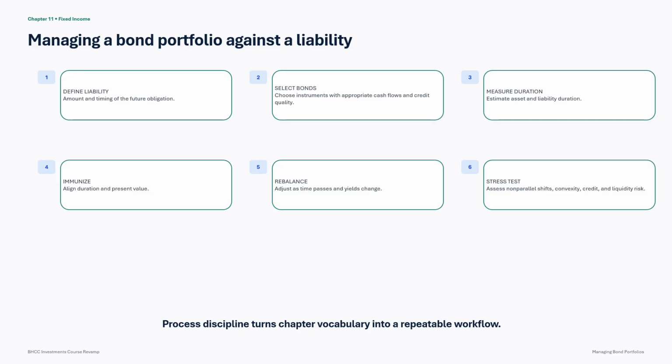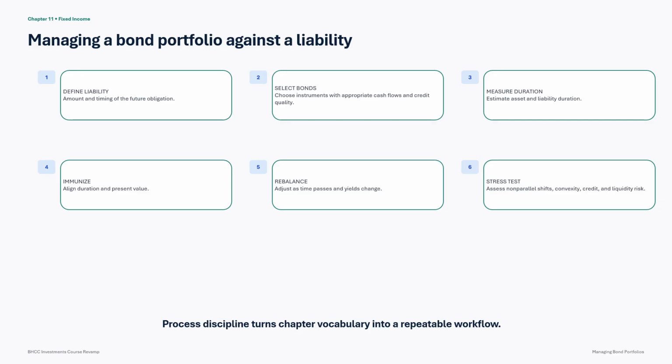Step 3 is measure duration. Estimate the duration of both the assets and the liability. For a single fixed payment, liability duration equals the time to payment. For multiple liabilities, duration is the present value weighted average timing of those obligations. The asset calculation must use a duration measure appropriate to the securities, including effective duration when cash flows can change.